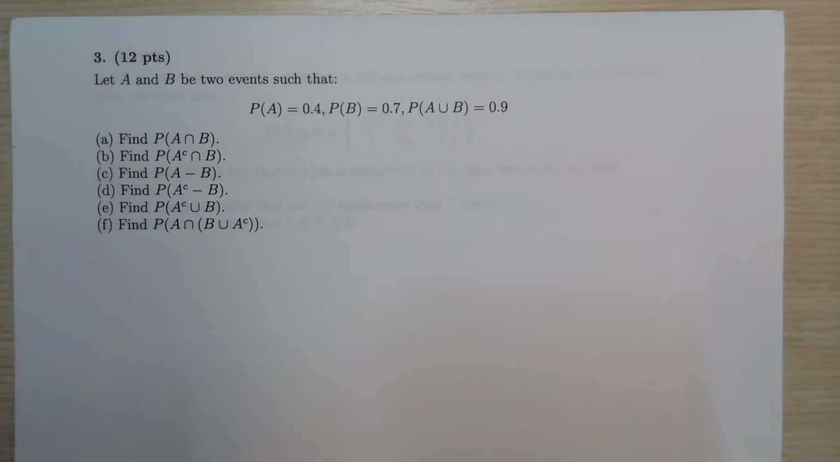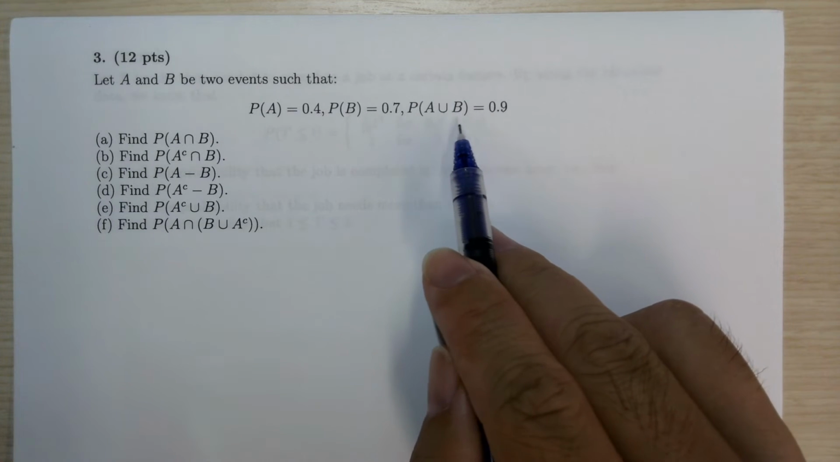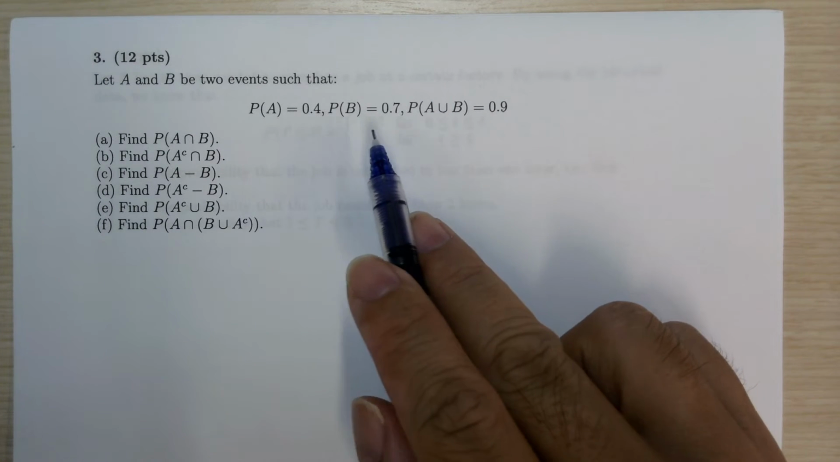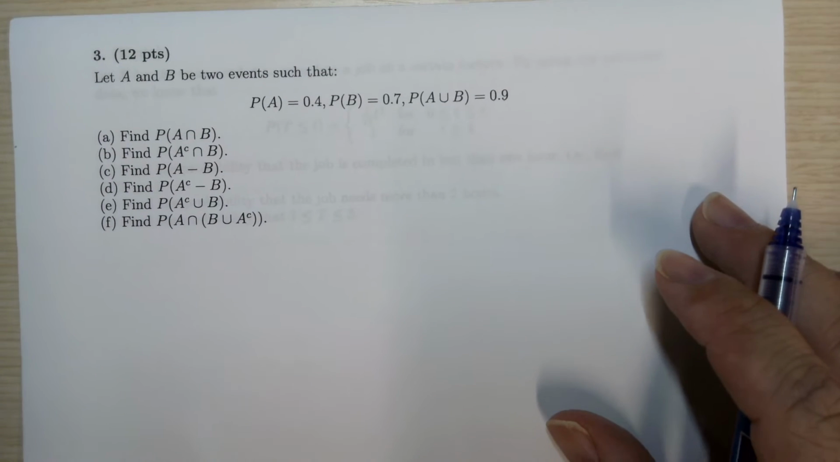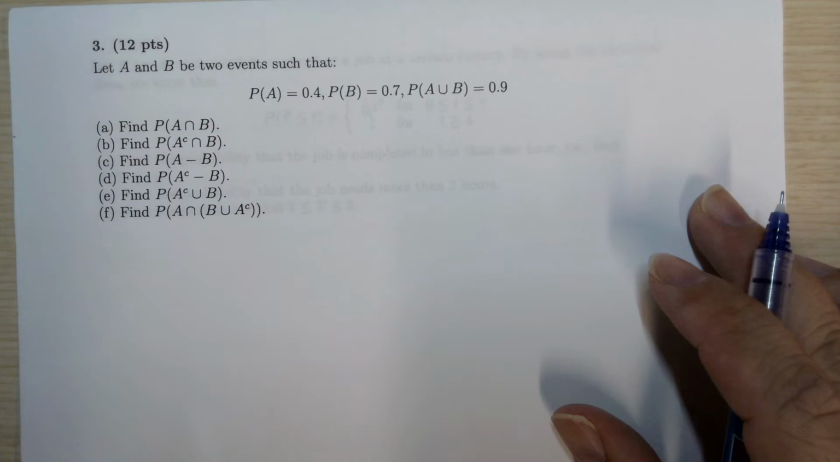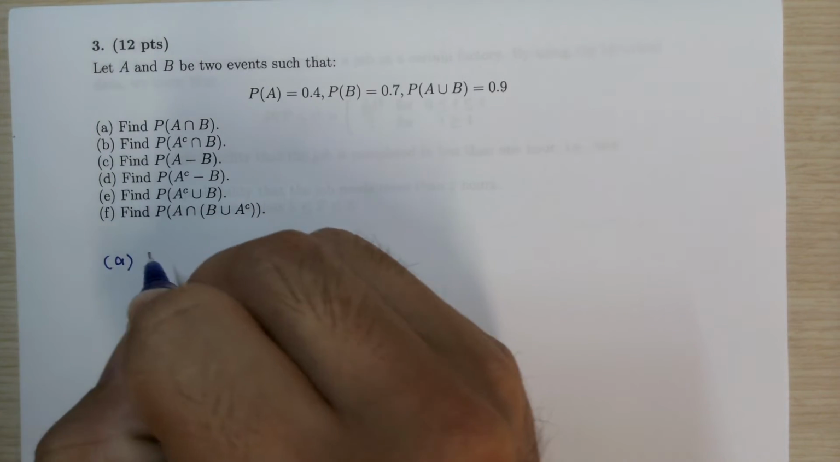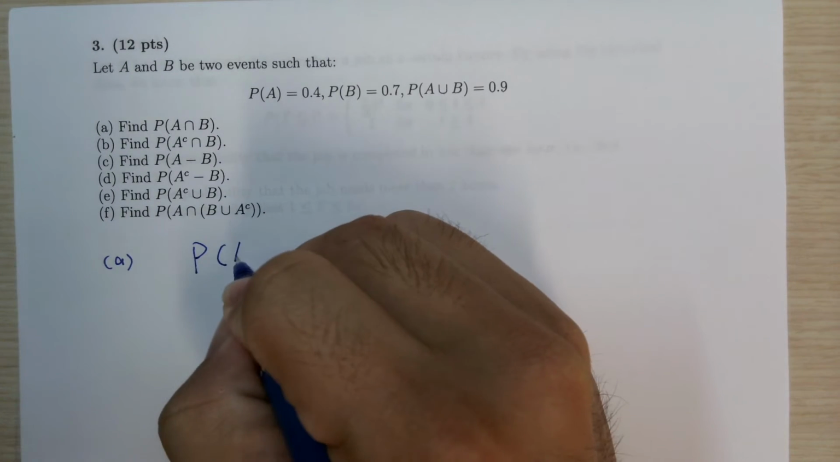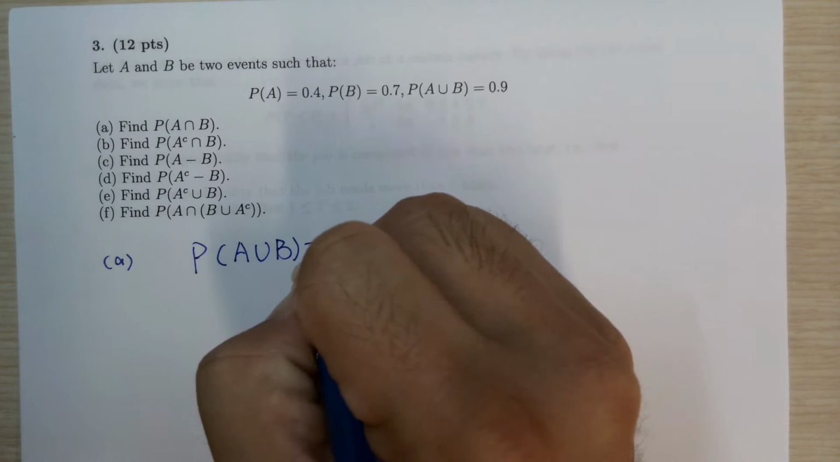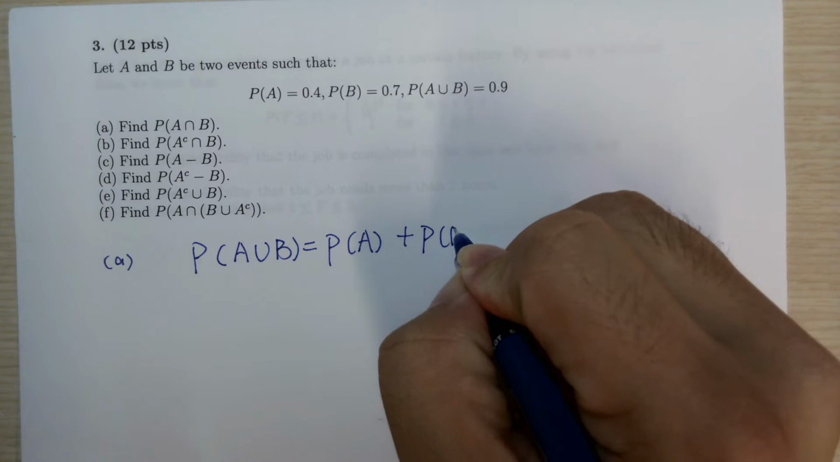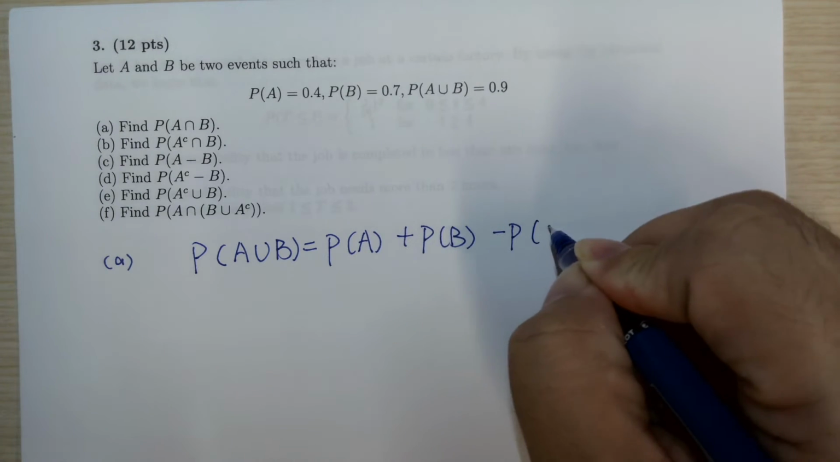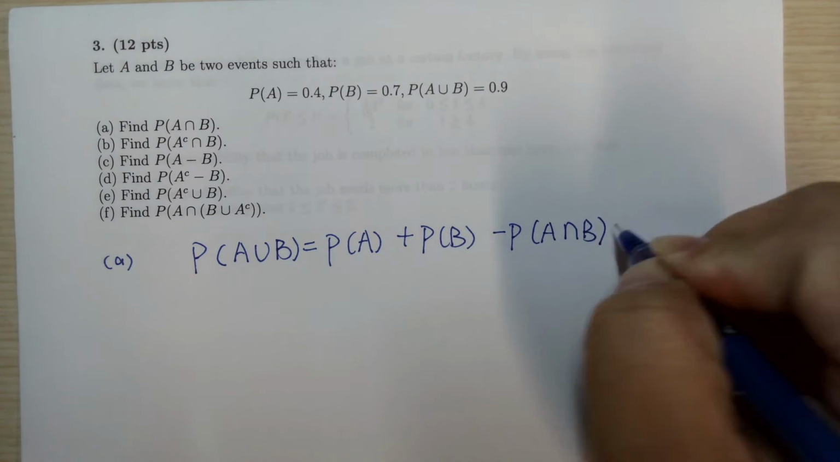Well, noticing that A and B are definitely not disjoint. Why? Because you can see that P(A union B) does not equal P(A) plus P(B), right? So we could apply the inclusion-exclusion principle. So for part A, we can have P(A union B) equals P(A) plus P(B), and then minus P(A intersect B).